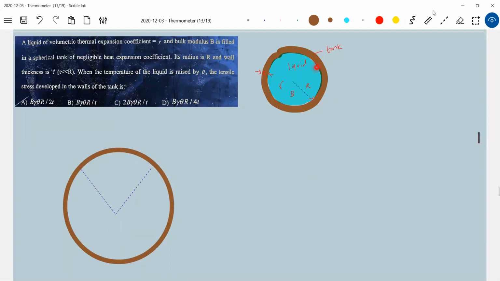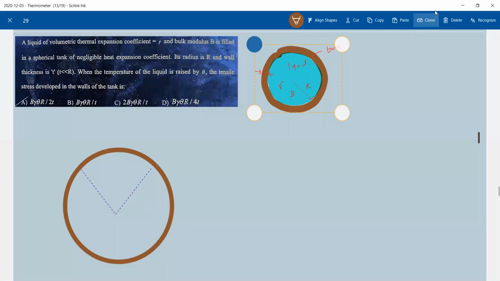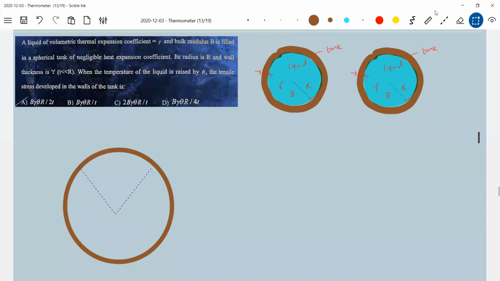So this is at the initial temperature. Let's say we raise it by theta. So the initial temperature, let's say, is theta 1 degree Celsius. The same diagram. This is at theta 1 degree Celsius. The volume of the liquid at theta 1 is 4 by 3 pi r cube.